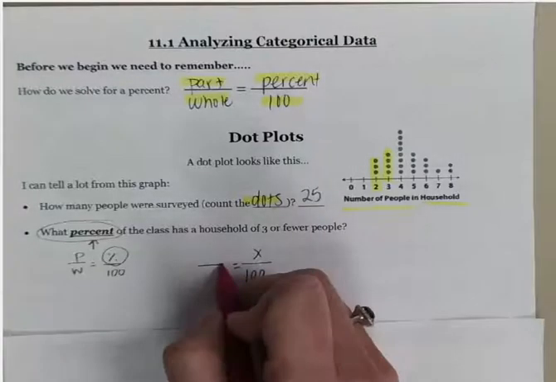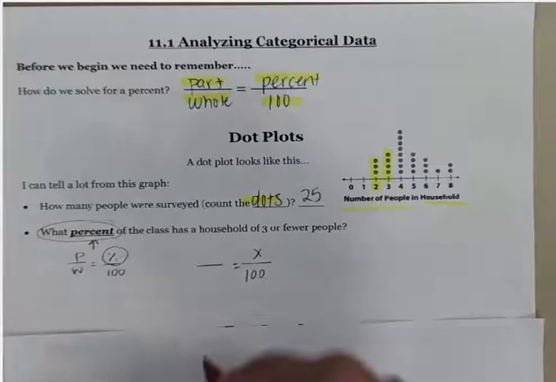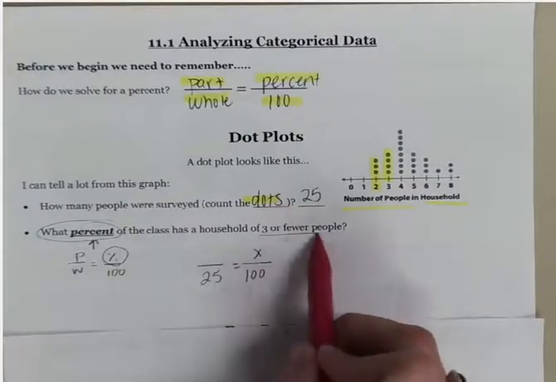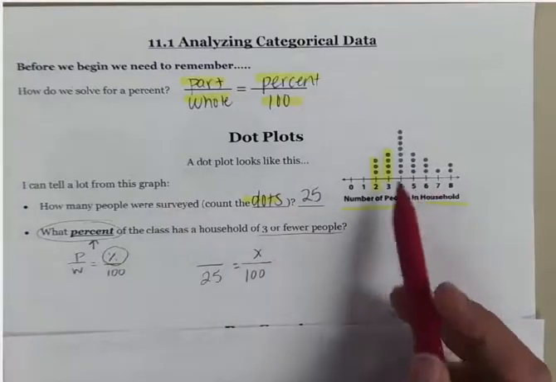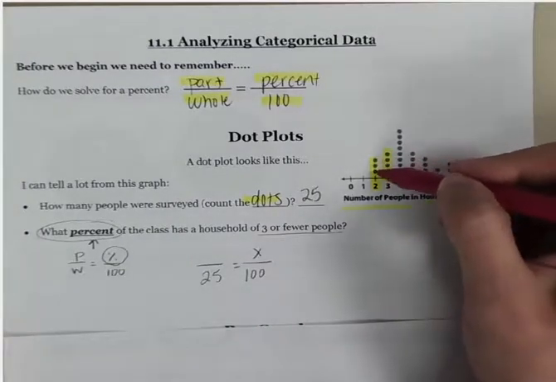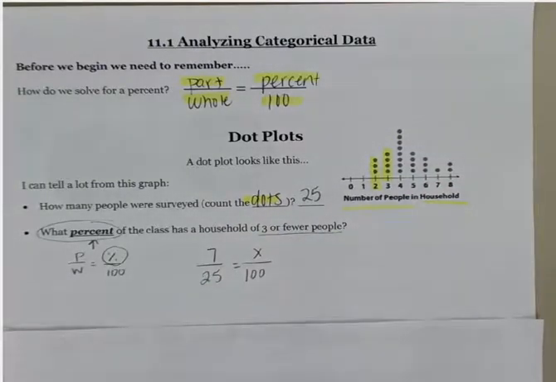Alright, my whole. What was the whole? How many people were entirely surveyed? Or how many people got surveyed in all? 25. And how many people did we see had 3 or fewer? We highlighted them, so we needed to count. 1, 2, 3, 4, 5, 6, 7. So 7 is my part. 25 is my whole, 7 is my part.